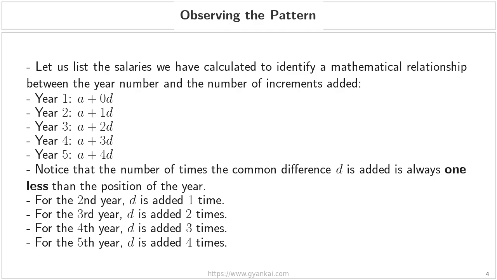In the third year, d has been added 2 times. In the fourth year, we see it has been added 3 times, and by the fifth year, it has been added 4 times. This observation is crucial, because it sets the stage for us to move from these specific examples to a general rule that works for any year we choose.